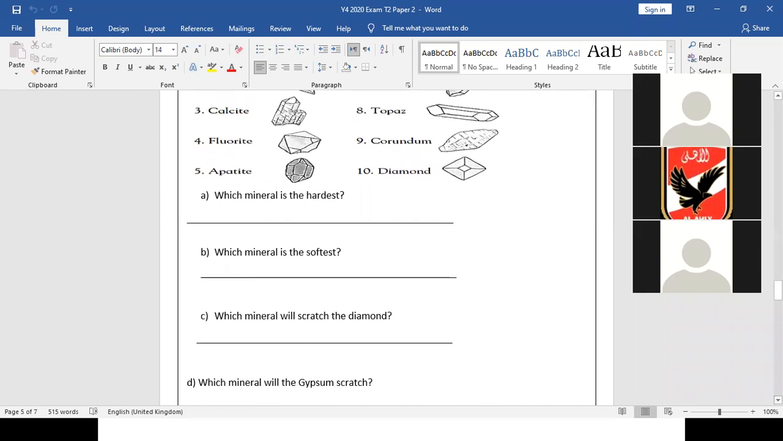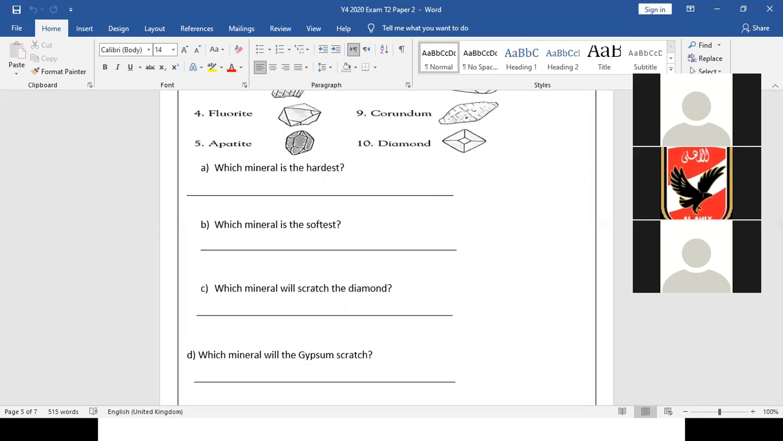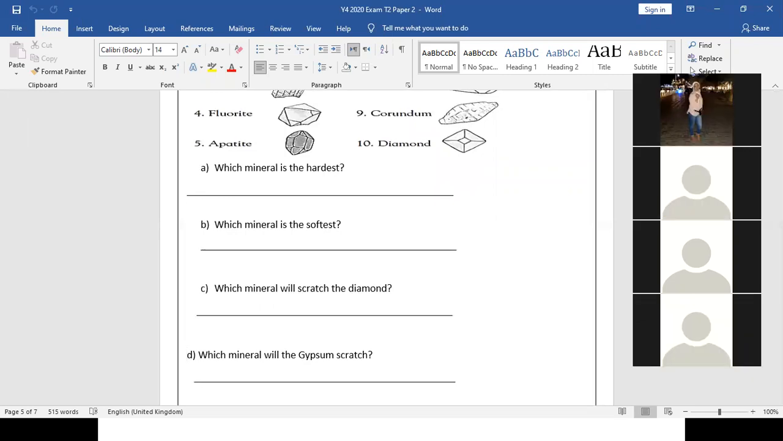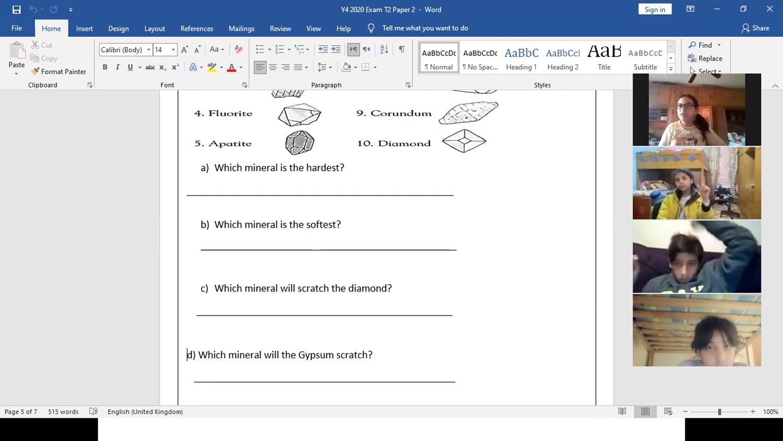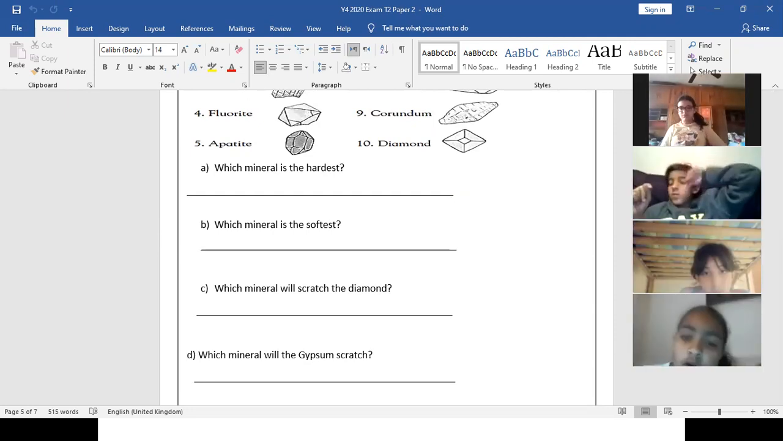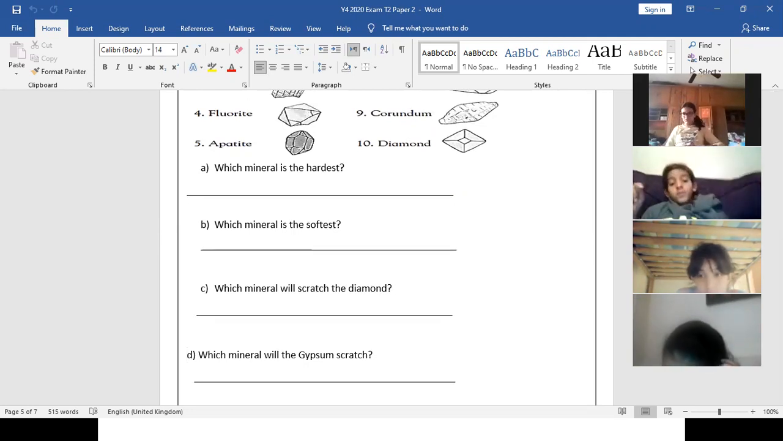Question C. Which mineral will scratch the diamond? Lina. Nothing. Nothing, very good. The diamond is the strongest among all of them, so we don't have a rock that can scratch it. Question D, which mineral will the gypsum scratch?